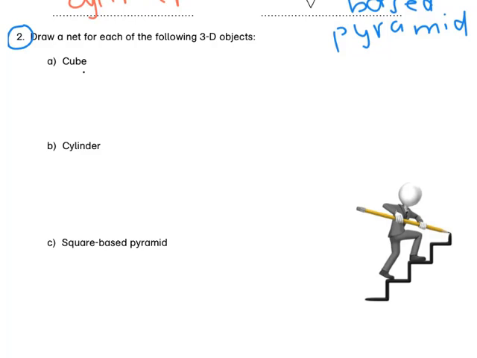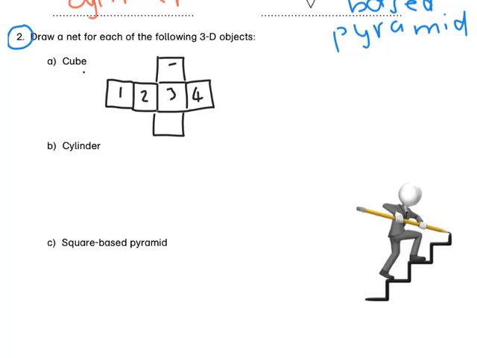A cube, I'm going to draw the simplest net. We have a square in the middle, then 4 squares wrapped around that fold up, and then the top of the square can be drawn anywhere. I'm going to draw it there. There's our net, and it's 1, 2, 3, 4, 5, 6 identical squares.